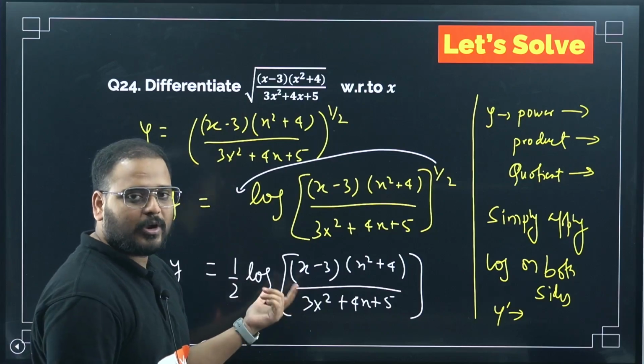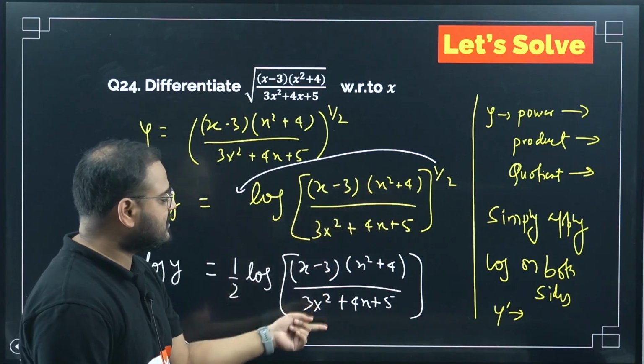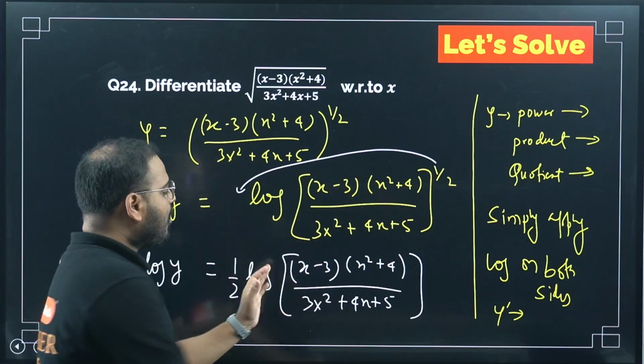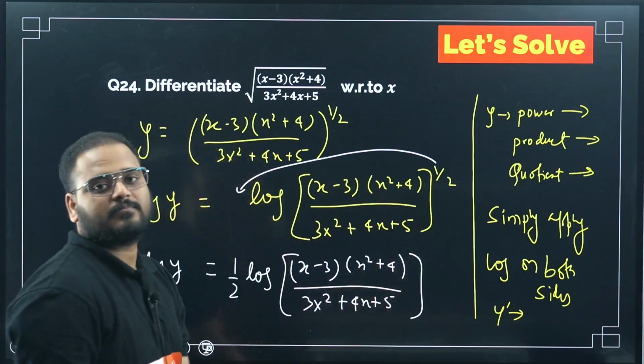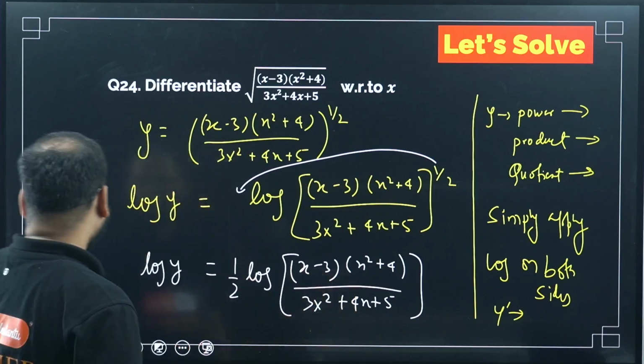Log applies. Look here. Log, what is this now? First was power. Now what is this now? Quotient is there, right? Log of this bracket by this bracket. Right now, log is operating on the numerator by denominator. I can write this as, please check.